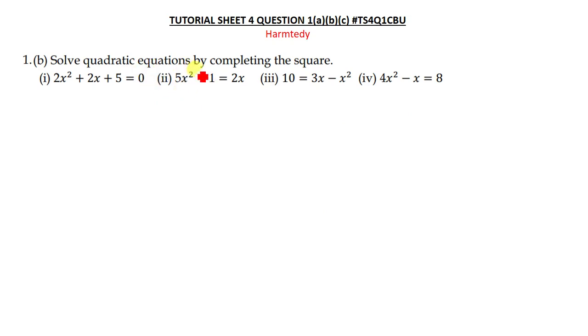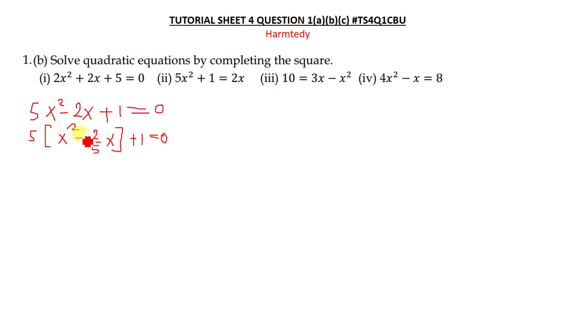So for this one, you first have to arrange it and take it to a quadratic equation form. So this is going to be 5x squared minus 2x, then plus 1 being equal to 0. So you factor out the 5, you're going to have 5(x squared minus 2 over 5x, then we close the brackets, plus 1 is equal to 0.